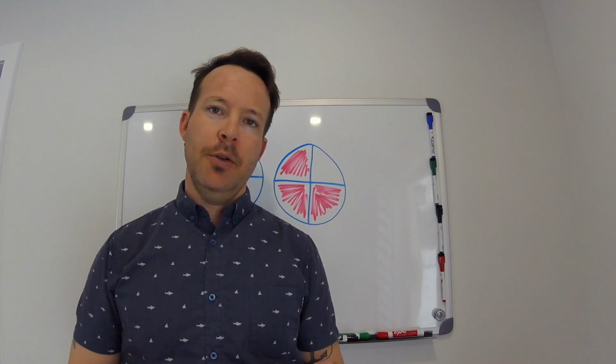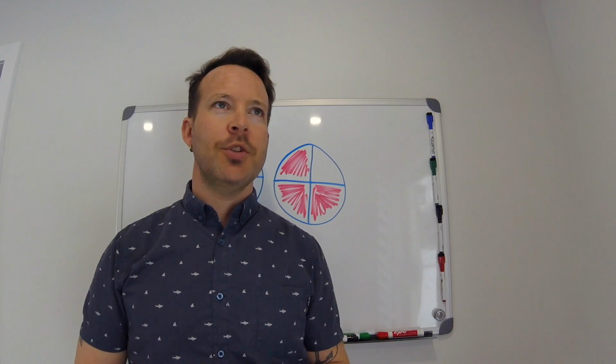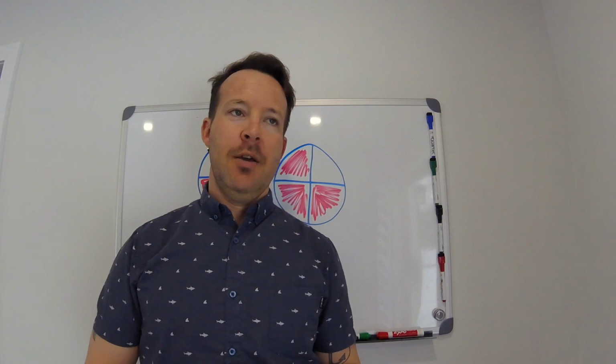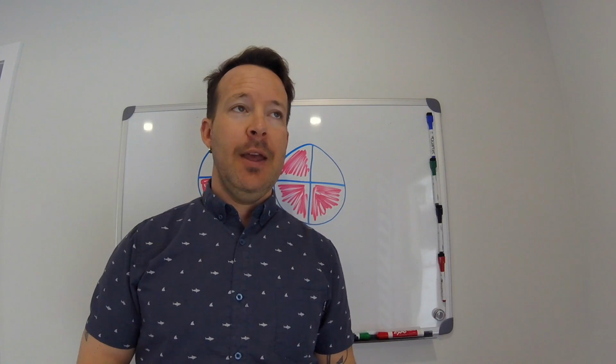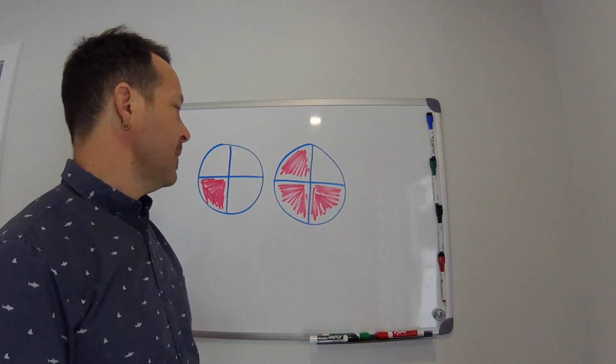Today we are talking about, what are we talking about? We're talking about ordering fractions from greatest to least or least to greatest. And so we're going to use this picture to help us.